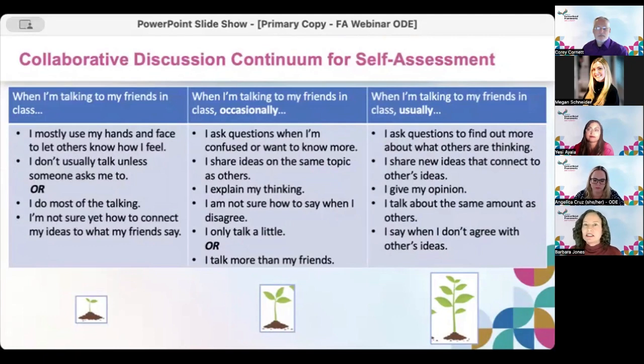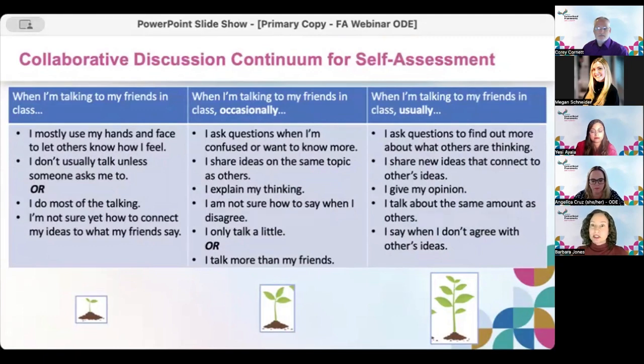So at the emerging level, it's, when I talk to my friends in class, I mostly use my hands and face to let others know how I feel. I don't necessarily talk unless someone talks to me, or I do most of the talking. So this kind of represents an early stage in participating in discussions. Then moving on to the next level where students start to be able to ask more questions of their peers when they're confused.